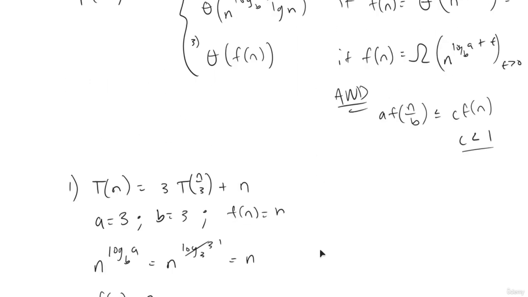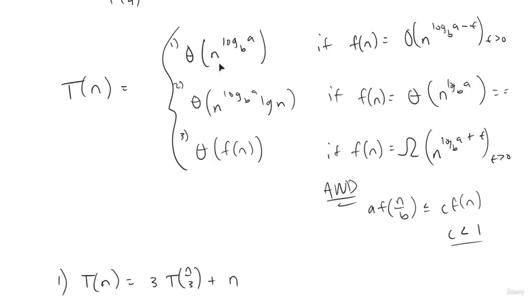And which case would that be? So in this first case, we're saying that if f(n) is equal to big O of n^(log_b a - ε), we're not going to worry about the epsilon. That means f(n) is less than n^(log_b a). And then number two, we're saying f(n) is equal to theta of n^(log_b a). And I wrote the equal sign here.